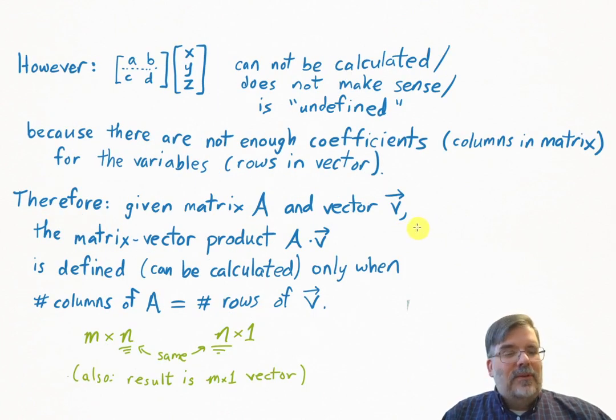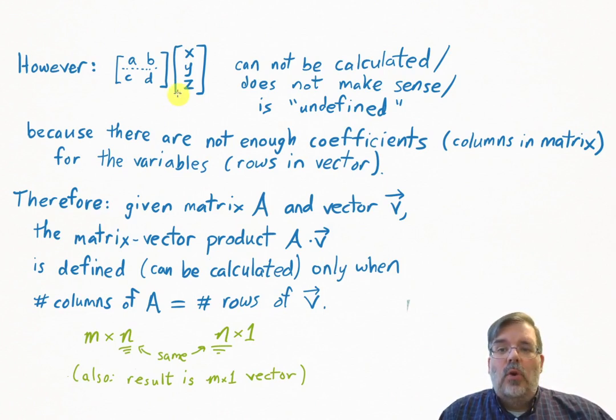However, we do have to be a little bit careful. For example, let's take a look at something like this. What if you have a 2x2 matrix multiplied by a vector with 3 components. Well, in this case, this can't be calculated. It doesn't make sense. Or as we often say in mathematics, it is undefined.